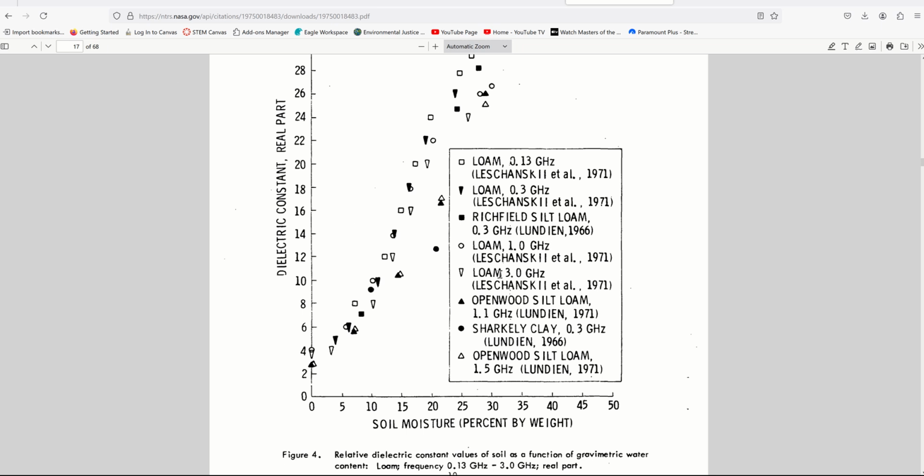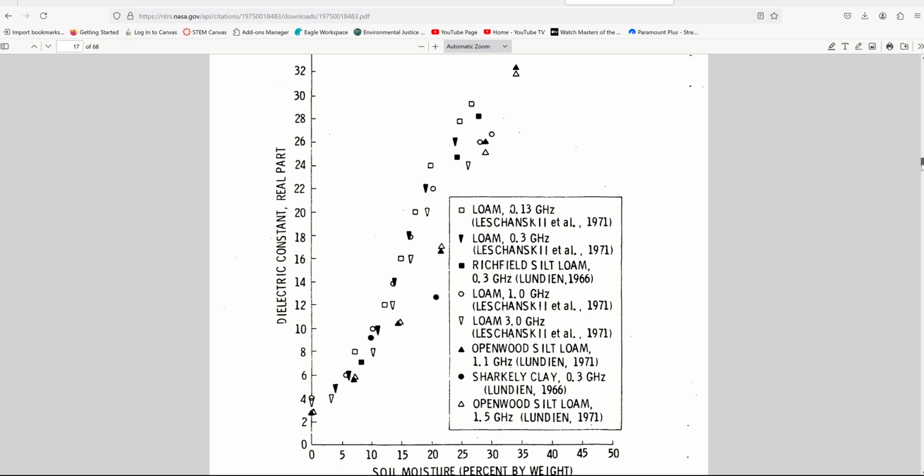This is a paper from 74 that's actually using data from 71. So Lundien 66. These are all different studies of what dielectric constants they had in a loamy soil. So this is just a really quick search. This is a pretty good article here because it's got sand, it's got all sorts of stuff here.